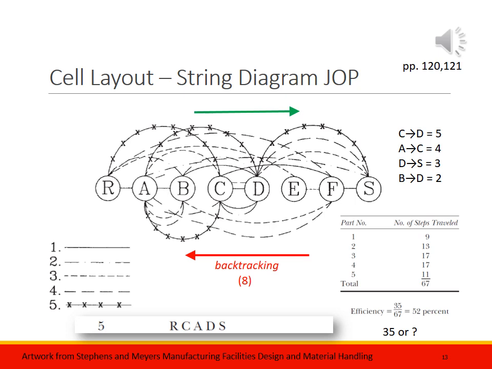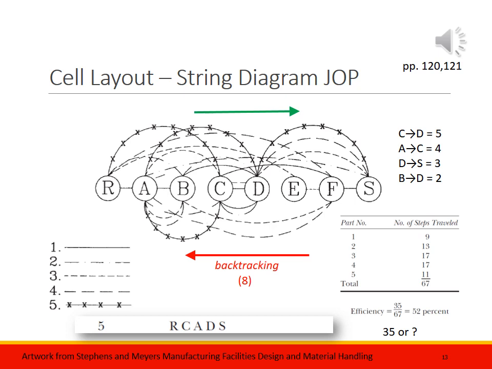Part number 1 has 9 steps. Part number 2 is 13. If you can follow the bebopping around, great. This layout also has 8 backtracking steps. Now, the book goes into something that's called efficiency. We shall now calculate the efficiency of our initial layout, of our string diagram, and our jump-off point.